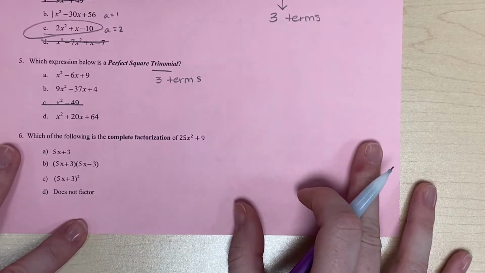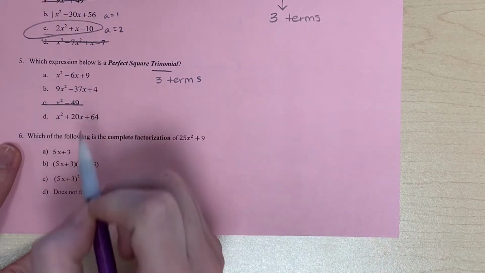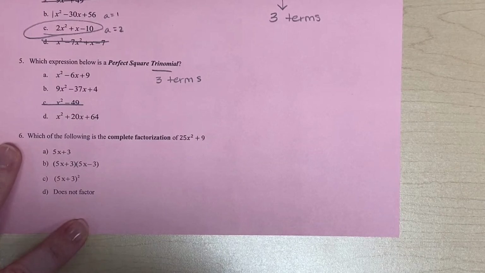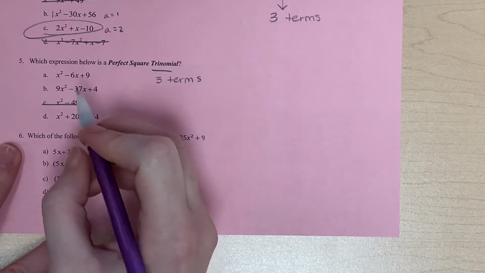Okay, and a perfect square trinomial means the first term is perfect, the last term is perfect, and then that middle term forms a 2ab. So let's just check each of these.